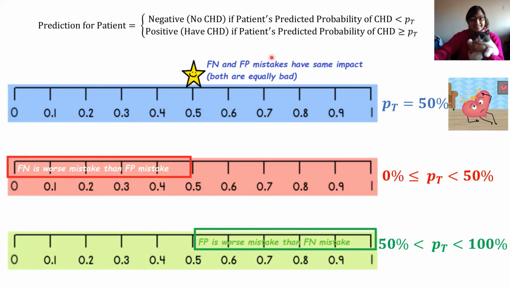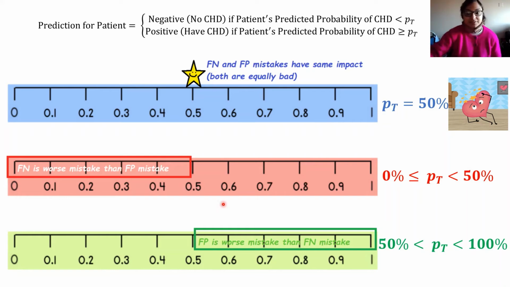Just to summarize, if the probability threshold is 50%, then both mistakes are equally bad. We have no preference. We just want to minimize both false negatives and false positives. But if the threshold is less than 50%, then false negatives are worse mistakes than false positives. And if the threshold is greater than 50%, then false positives are worse than false negative mistakes.